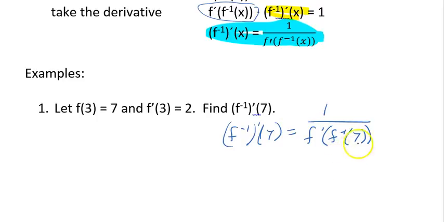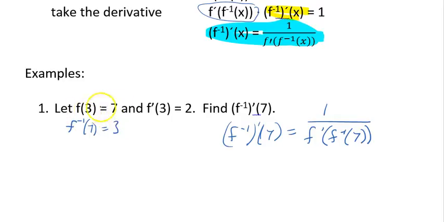And the things that I'm going to find, I'm going to work from the inside out. So the very first thing I'm going to find is, what is f inverse of 7? Well, they didn't give me f inverse of 7. And that's where my knowledge of inverses comes in, the fact that x and y are switched. So I go back to this first thing. If f of 3 is 7, then f inverse of 7 is 3.